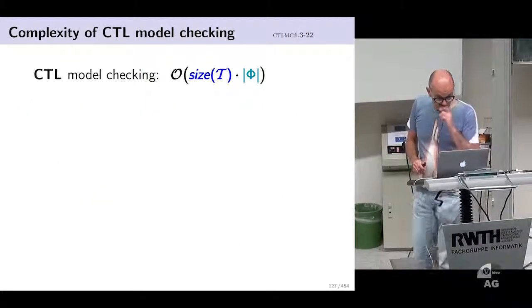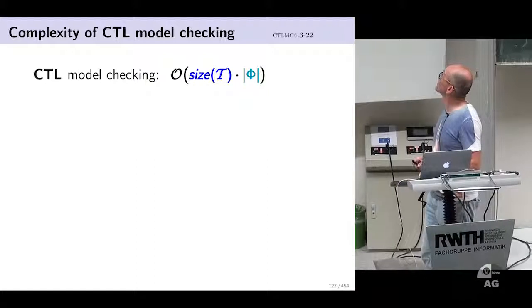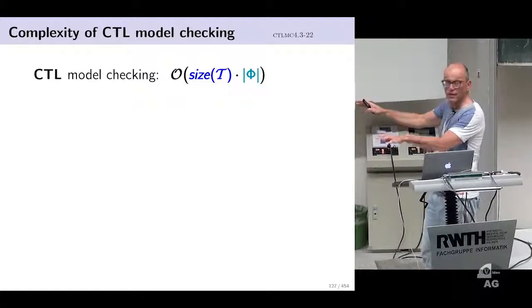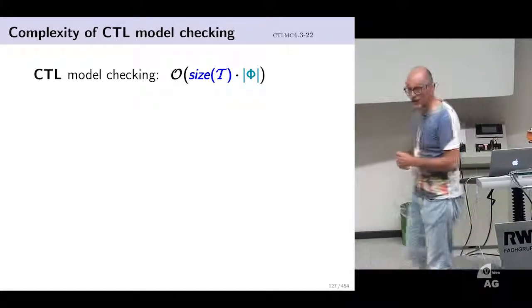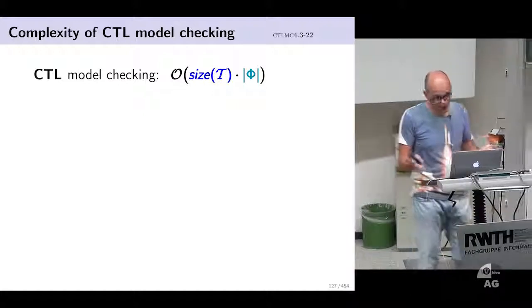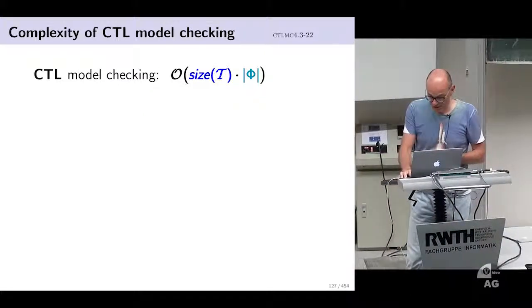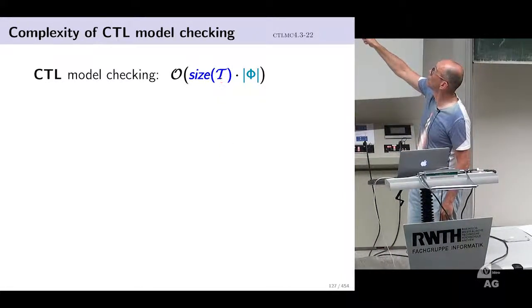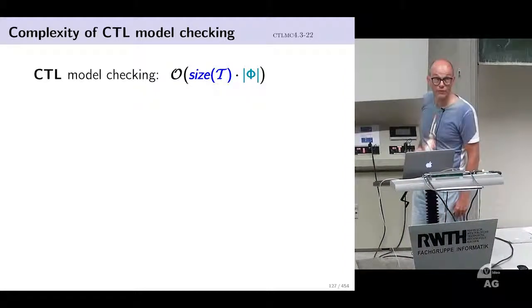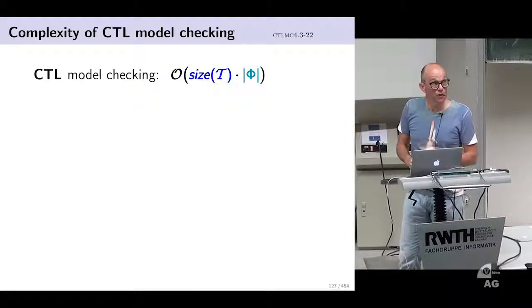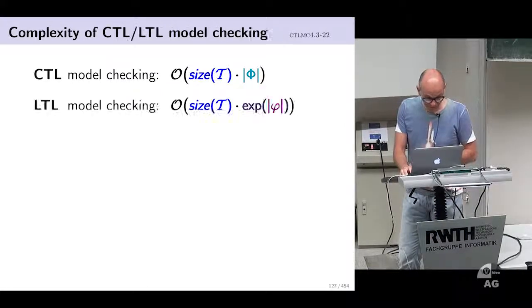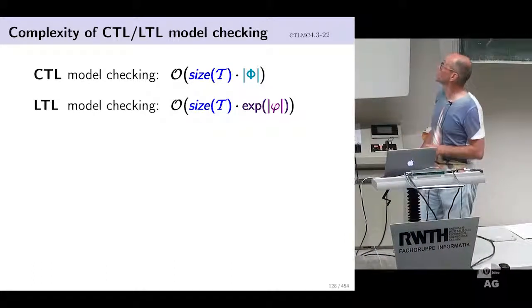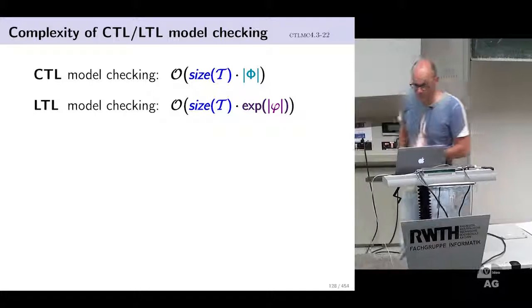So the complexity is linear in the size of the transition system and in the size of the formula. This is because you take the parse tree and look at all subformulas, and the number of subformulas is linear in the size of the original formula. And the size of T comes from the fact that for existential until and existential box, the computation you have to do is linear in the size of the transition system. LTL model checking, as we all remember, I hope, is linear in the size of the transition system, but exponential in the size of the formula.